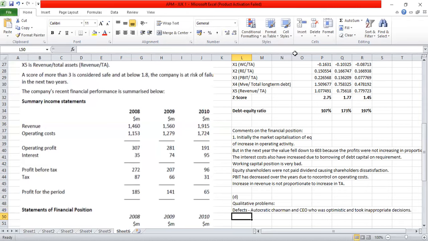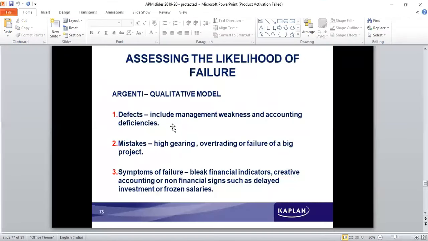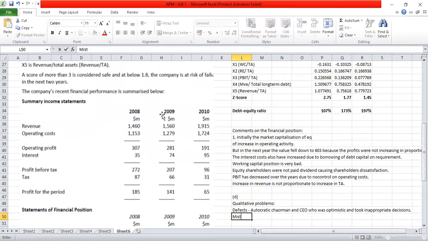Are there any accounting deficiencies? See, management weaknesses and accounting deficiencies. Do you see any kind of accounting deficiency here? Technically, when the financial statements are given, we don't have supporting information to understand that this is an accounting deficiency. So we don't comment upon that. Second one is about mistakes. Mistakes is about high gearing, overtrading, or failure of a big project. So there is high gearing. The next one is about mistakes.